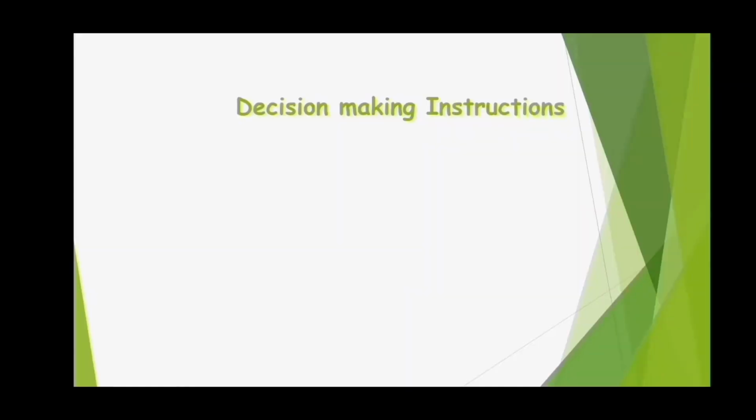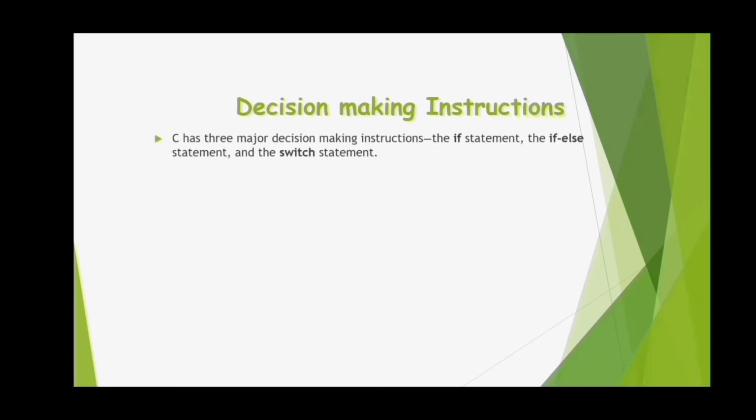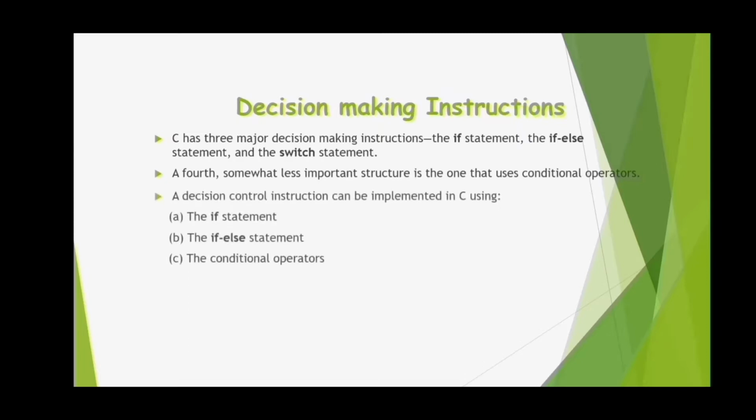So let's discuss decision making instructions. C has three major decision making instructions: the if statement, the if else statement, and the switch statement. A fourth, somewhat less important, is conditional operators. Our decision control instructions can be implemented in C using the if statement, the if else statement, and the conditional operators.